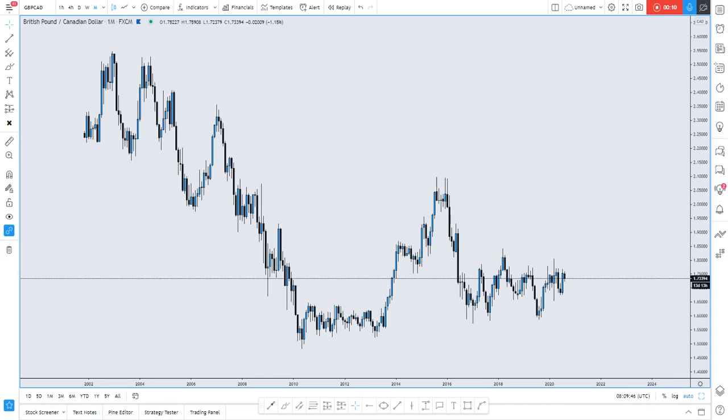Today I'll be taking a deep insight into GBP card. Let's dive right into it. As you all know, I do a top down analysis or multi-time frame analysis just to know the direction of price projection.